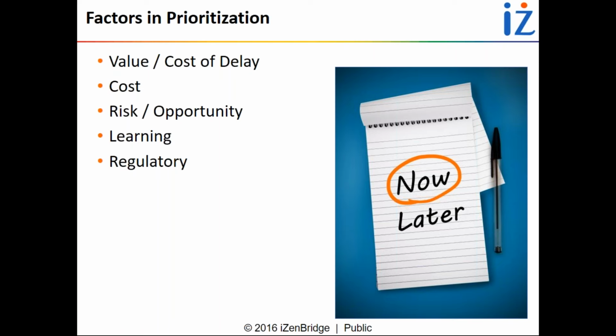Regulatory requirements also play an important role in the prioritization, because these are the must-have requirements which need to be taken care of, because they are influenced by external factors which are related to government regulations.